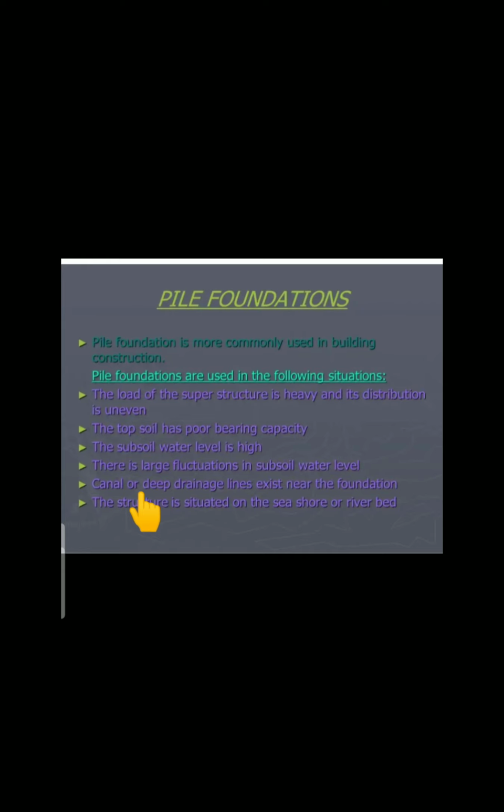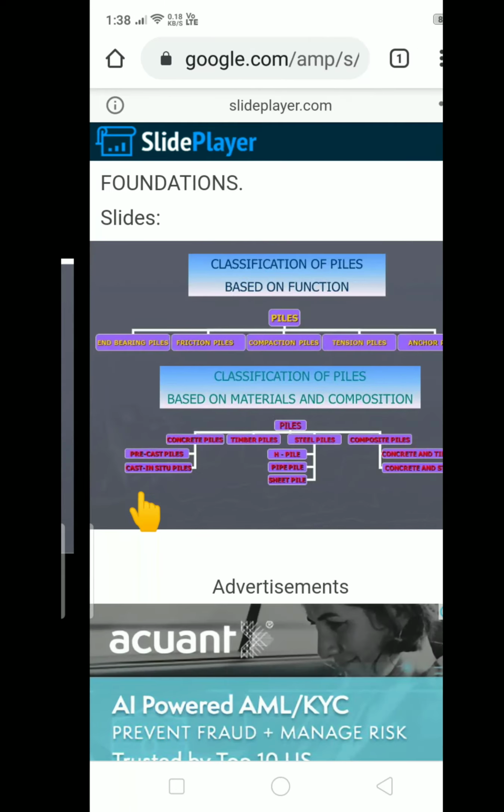Then, if the subsoil water level is high, what will happen? It will affect the bearing capacity of the soil. To reduce that, we use the pile foundation. So these are some types of pile foundations. In the classification based on function, the first is friction piles, then compaction piles, tension piles and anchor piles.